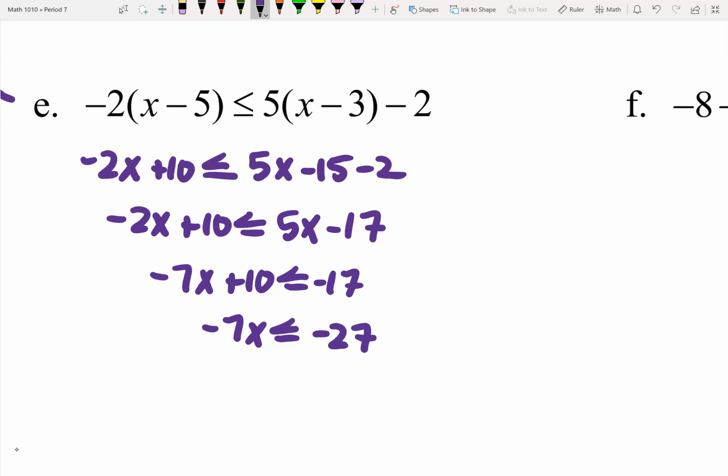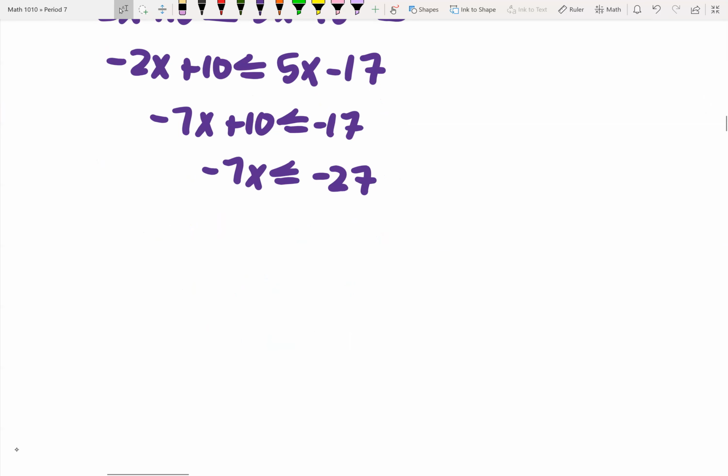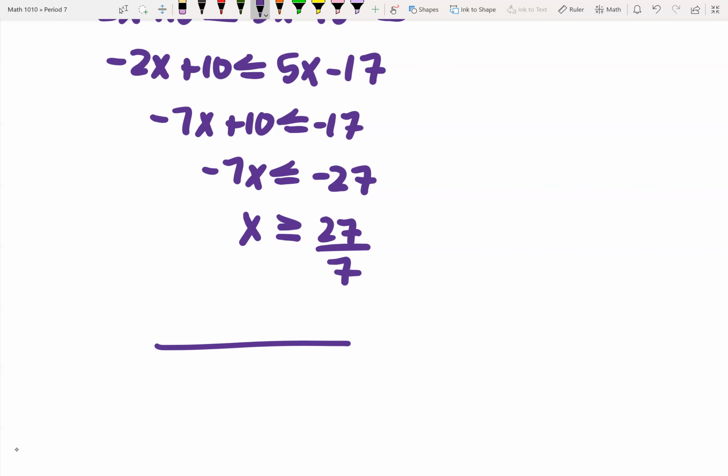Tell me what to do now. Divide by negative 7, right? And you get x is, what do I do? Flip or don't flip? Yes, flip. And then a negative over negative is a positive 27 over 7. Does 27 over 7 reduce? No. So leave it alone. Do not turn it into a decimal.